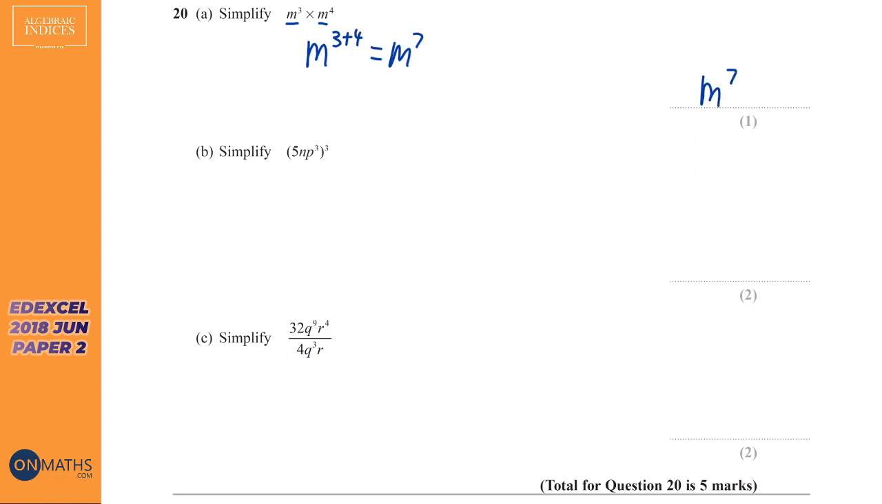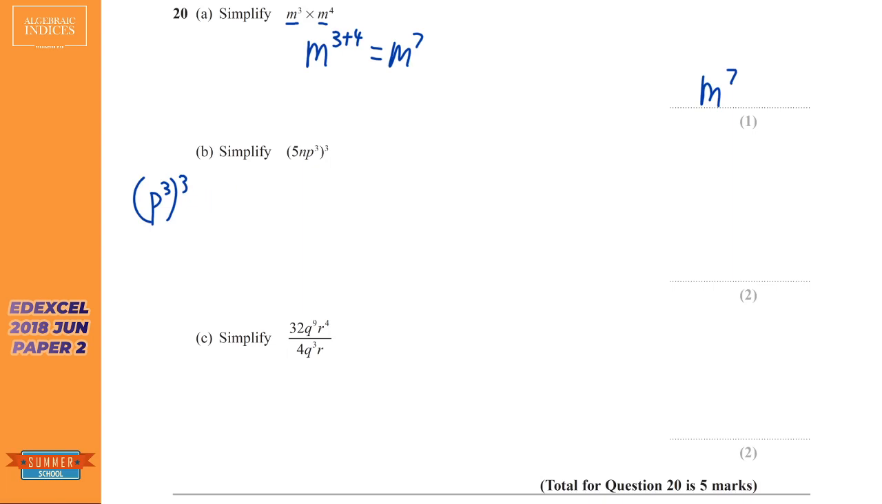Now, this next one, there is a rule that says if a power's on the outside and a power's on the inside, you multiply them. What we've got here is you times them, you don't add them, you times them. So if we've got just p to the power of 3 and then with a cube on the outside, what that would be is p to the power of 9. Okay, you times them together.